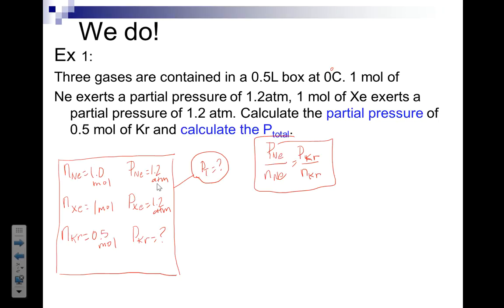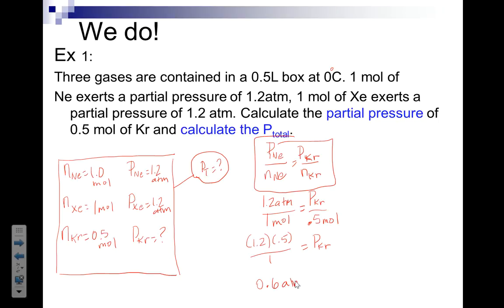Partial pressure of neon is 1.2 atmospheres. And the moles of neon was 1. Partial pressure of krypton, that's what we're looking for. So P of Kr, I'll leave that. You can write it as an X if you'd like to. The moles of krypton was 0.5 moles. So we're just going to solve for X. So we're going to cross multiply here. So that would leave us with 1.2 times 0.5 divided by 1 is equal to the partial pressure of krypton. So you divide that, and you end up getting 0.6.